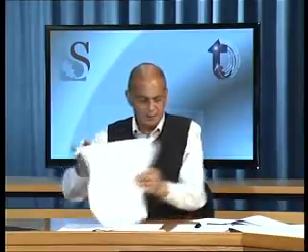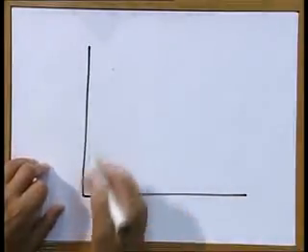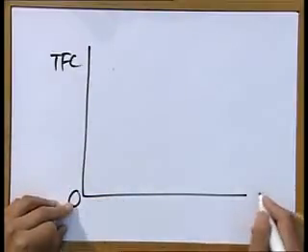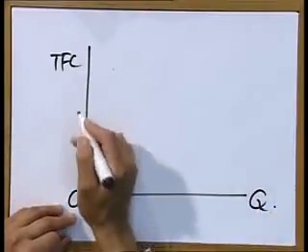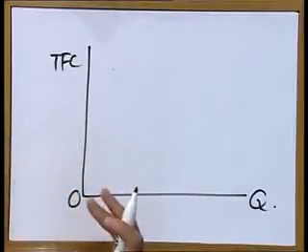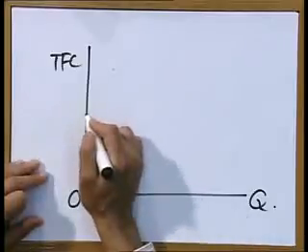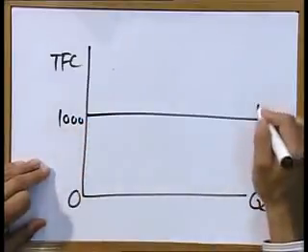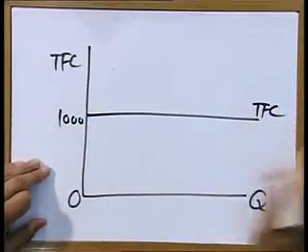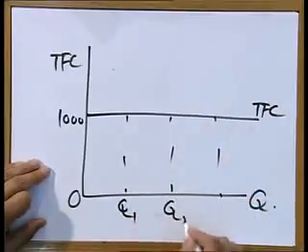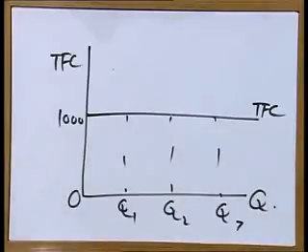And just to explain it in terms of your curve, this is TFC, and this is 0, and this is your output. Now, we saw on that previous page that the TFC is 1000 for the machine. So it means this will be your TFC curve. At 1000 it will remain the same, irrespective of how much you produce. If you produce Q1, Q2 or Q3, TFC will remain constant.